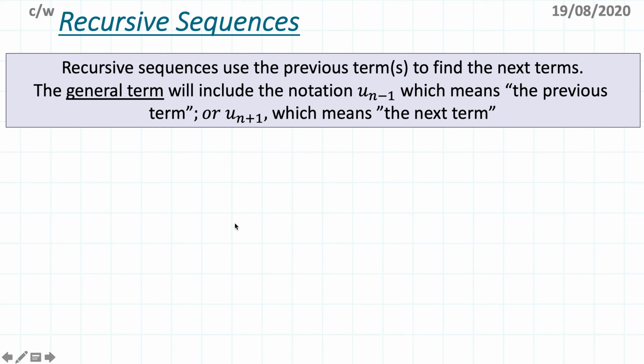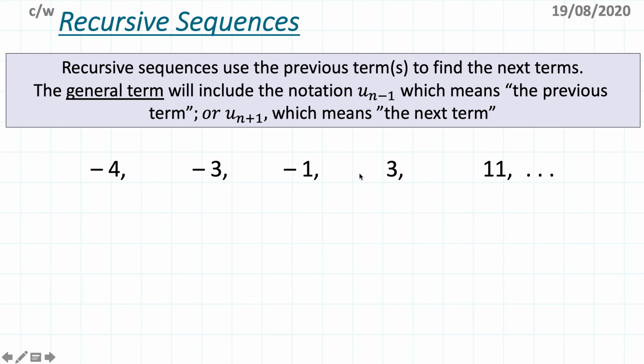Now, we have a general term for the arithmetic sequence and for the geometric sequence. For the recursive sequence, the general formula for the term will include something like n minus 1 or n plus 1. So what n plus 1 tells you is to find the next term. What n minus 1 tells you is to take the previous term. So just be aware of which n you're looking at, which subscript you're looking at, n minus 1, n plus 1, or even n. With examples, this is going to be clear.